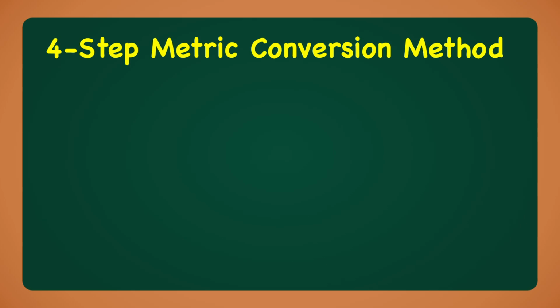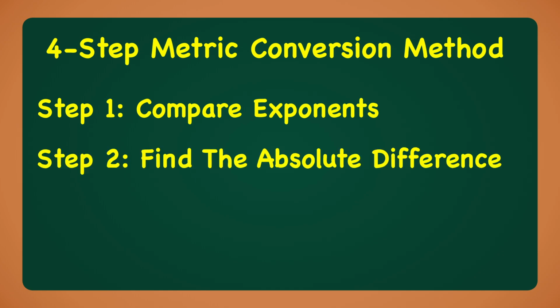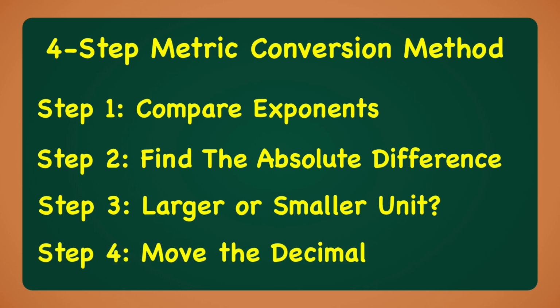We can generalize the decimal point movement method with this 4-step process. Step 1, compare the exponents. Step 2, find the absolute difference in the exponents to find how many places the decimal must move. Step 3, determine whether you're converting to a larger or smaller unit. Step 4, move the decimal in the appropriate direction.